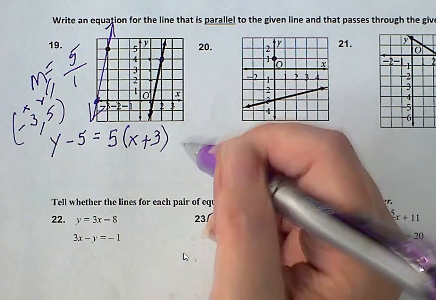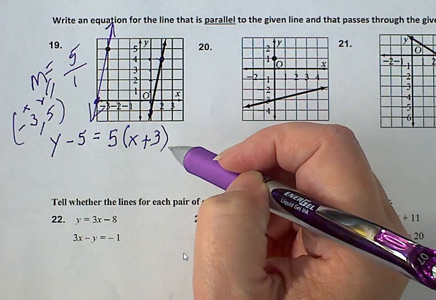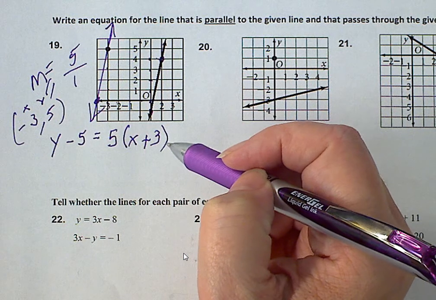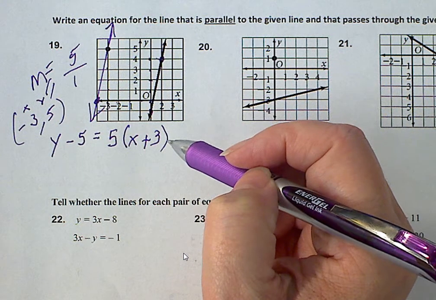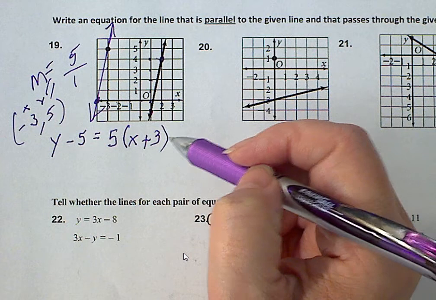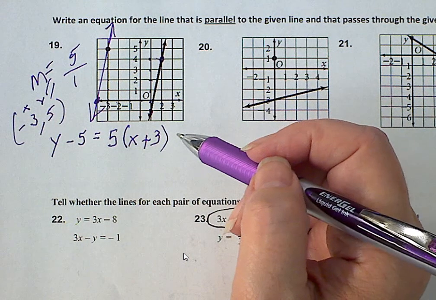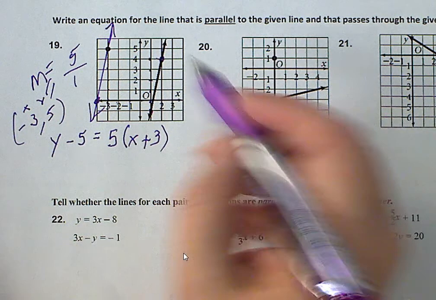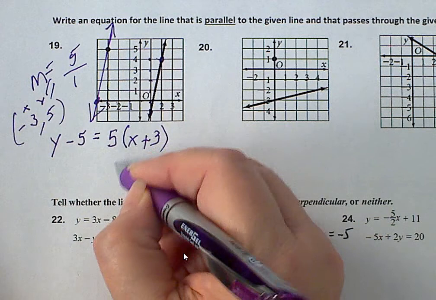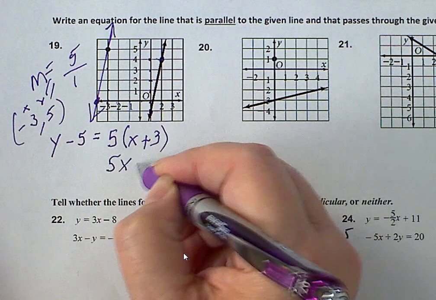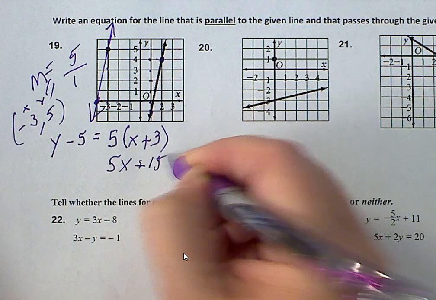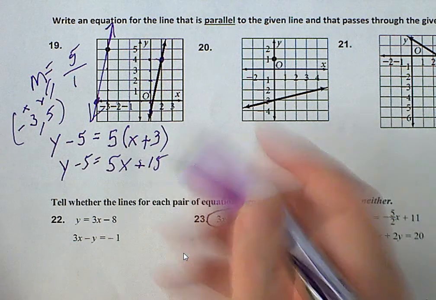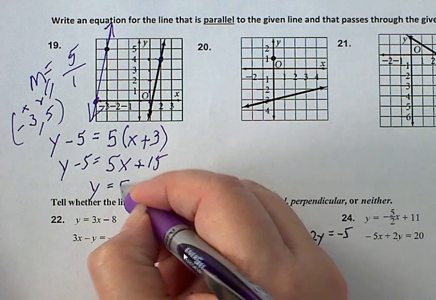I would accept this because it doesn't say to put it into slope-intercept form. But if you need to put it in slope-intercept form, what do you guys have to do? Distribute. 5 over 1? You could put 5 over 1, because is 5 over 1 the same as 5? Yeah, but I just want to distribute. So distribute, so 5 times x is 5x. 5 times 3 is 15. Add 5 to both sides, I get y is equal to 5x plus 20.